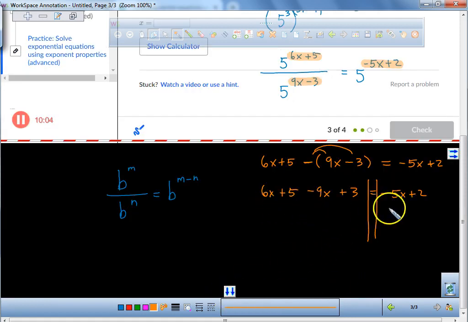By the way, this is now what kind of problem? It's just an Algebra 1 problem now, okay? Just got to add your x's together. We have 6x minus 9x, that's negative 3x. We've got 5 plus 3, that's a total of 8.